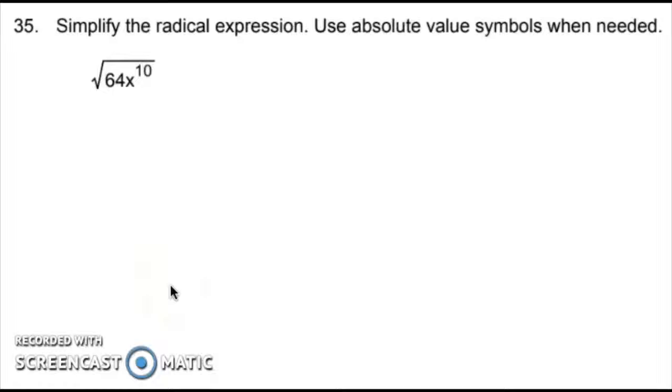Number 35, it says simplify the radical expression and use absolute value symbols when needed. We use absolute value symbols when dealing with the variables when we take a square root. So, square root of 64 is 8. When we take the square root of a variable, you divide the variable exponent by 2 when it's even. So 10 divided by 2 is 5. So x to the 5, you put that in absolute value bars. So your answer is going to be 8 absolute value of x to the 5th.